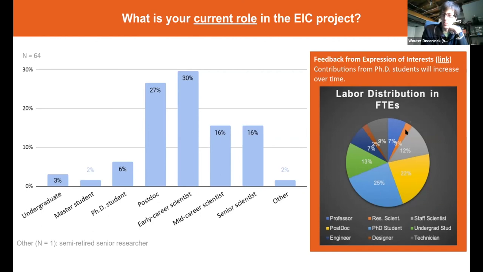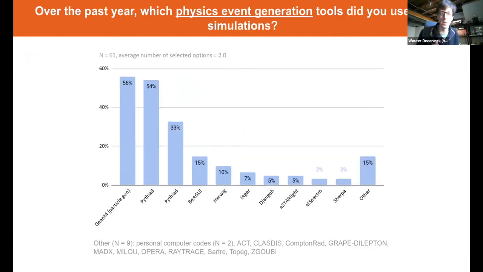If you look at the labor distribution that is projected for the EIC, there are some differences here, of course. We do anticipate that the number of PhD students will be much more represented once the EIC effort actually kicks off, or even already now, people are hiring more PhD students than they've been able to do in the last couple of years. So we try to take that into account in our focus groups by oversampling in the PhD student category, and undersampling in some of the other categories where we have lots of participants in the surveys. Otherwise, it agrees pretty well.